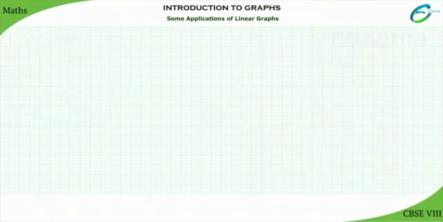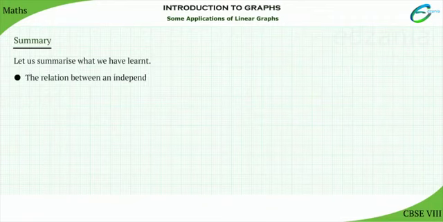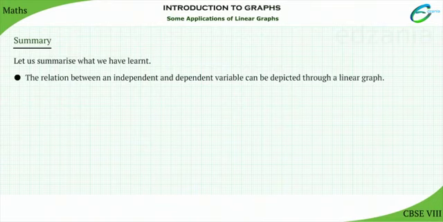Summary. Let us summarize what we have learned. The relation between an independent and dependent variable can be depicted through a linear graph.